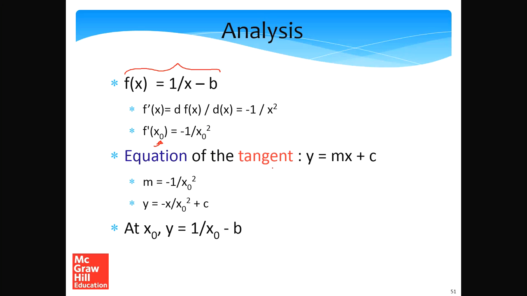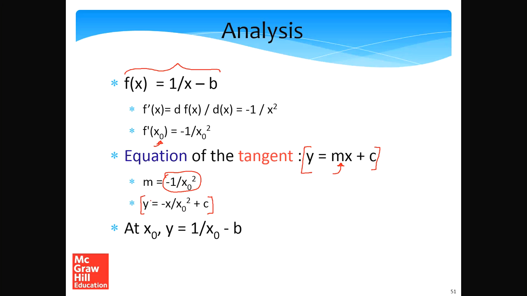So let's find the equation of the tangent. A general equation of a straight line is y = mx + c. In this case, we know m, which is the slope. The slope at x0 is -1/x0². So essentially the equation of the tangent is y = -x/x0² plus a constant c.